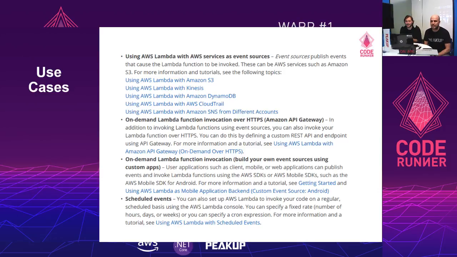For the use cases, maybe, as we said before, you can call your functions through the AWS SDK or using API Gateway to request it through HTTP requests. That opens up a lot of ways to use it, but there are also other types of use cases for it. So you can use it as an event source.